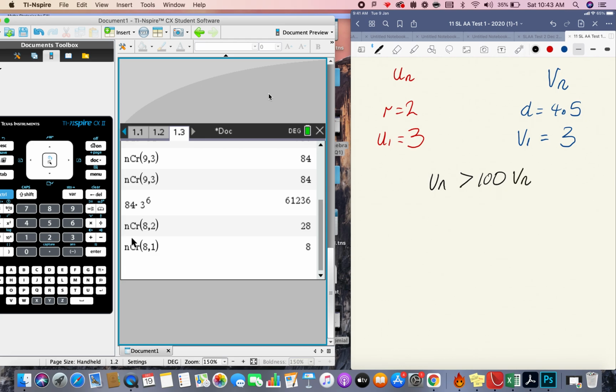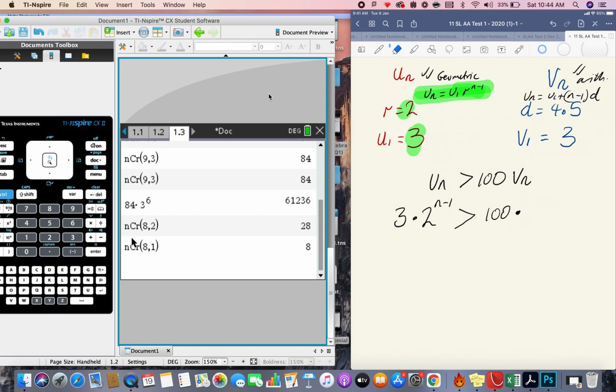Okay, so let's just go for the formula. Remember, this is geometric. So u of n equals u1 r to the n minus 1, and this is arithmetic. And again, I'm going to use the same u of n formula from the formula book, u1 plus n minus 1 d. So over here, let's take this formula and substitute the r is 2 and the u of 1 is 3 in. So we've got u1, 3, times r to the n minus 1. We need a value of n such that that's greater than 100, times the v of n formula. Let's have a look at the v of n formula again. Arithmetic. So it's u1, put in a bracket, plus n minus 1 times 4.5.